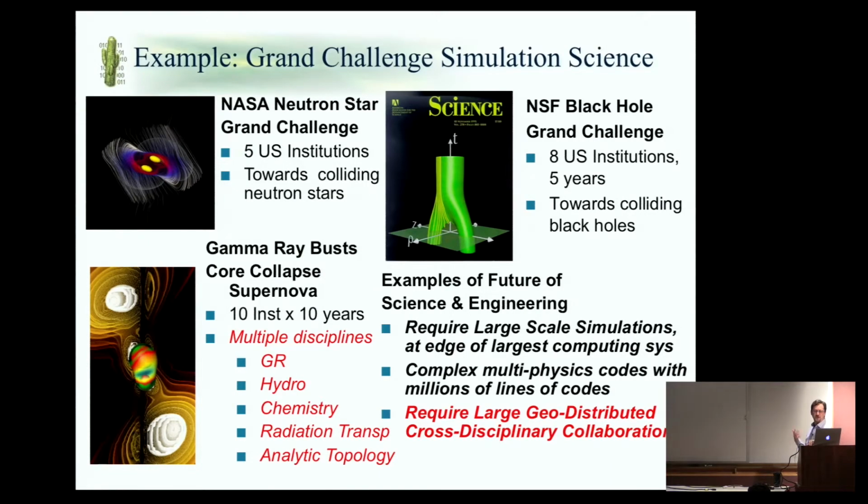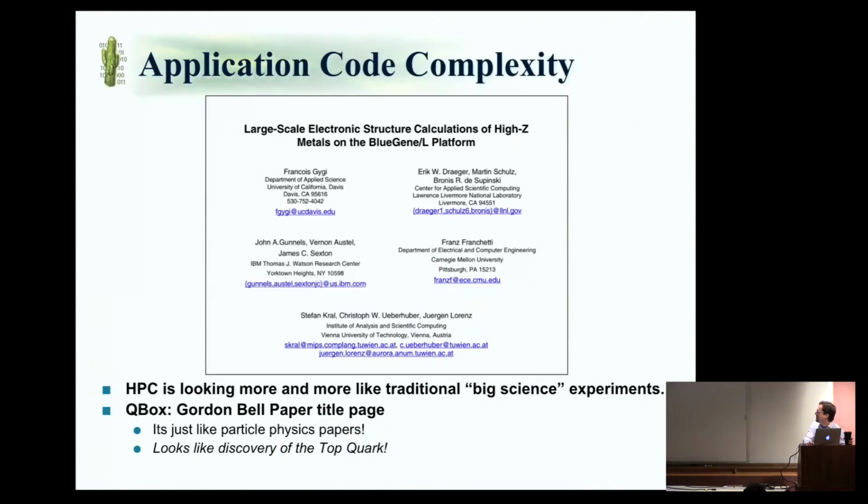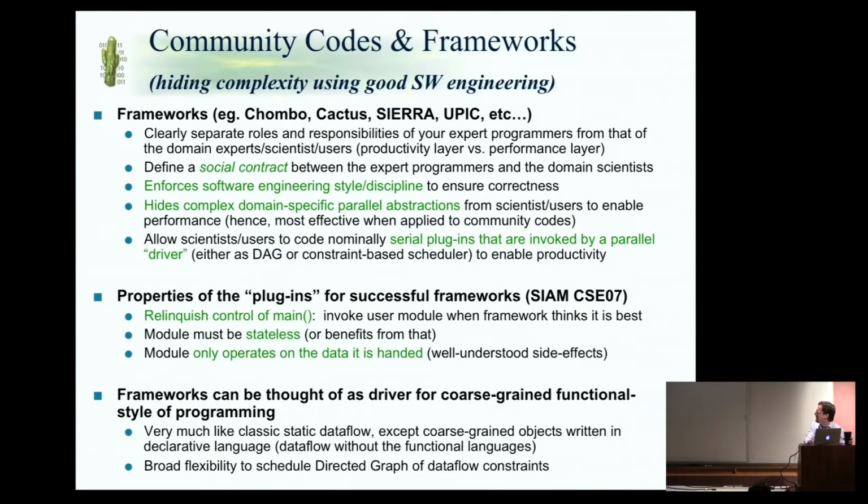So these are large, geographically distributed, multidisciplinary teams that span multiple countries. SVN or Git or whatever you're using these days is insufficient to get these people to actually work together as a disciplined team. This is another example: some of these simulation codes have hundreds of authors on papers. So very, very complicated codes, looking like traditional big science experiments.